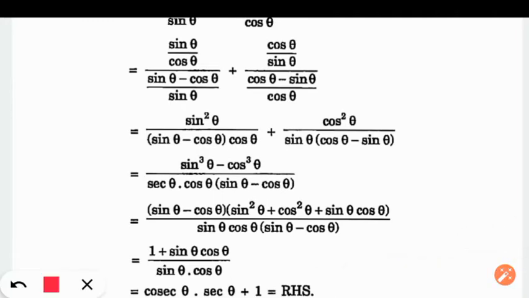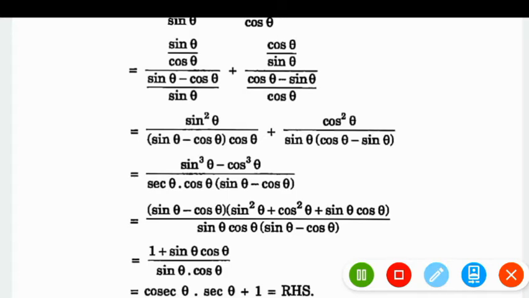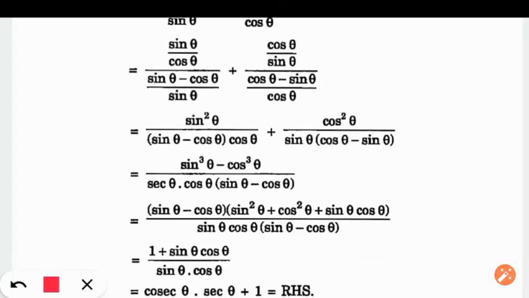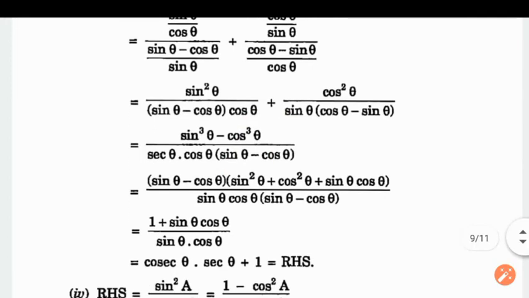So after taking the LCM, what will happen? This full thing will be divided by the numerator, so only sin theta will be left. So when sin theta multiplies with the numerator, it will become sin cube theta. And similarly we have cos cube theta. Now what is the formula of a cube minus b cube? The factorized formula: a minus b, a square plus ab plus b square.